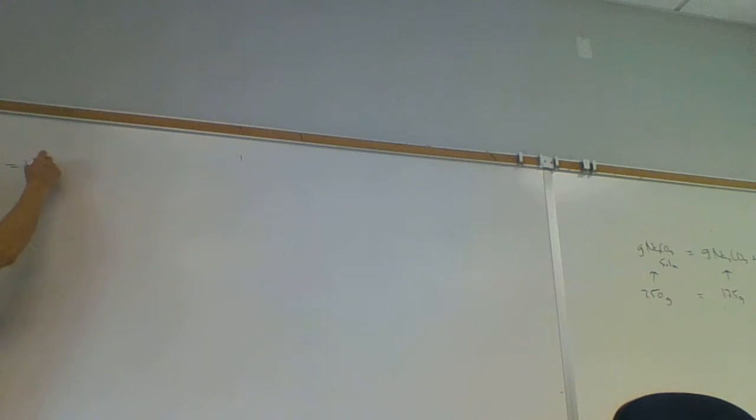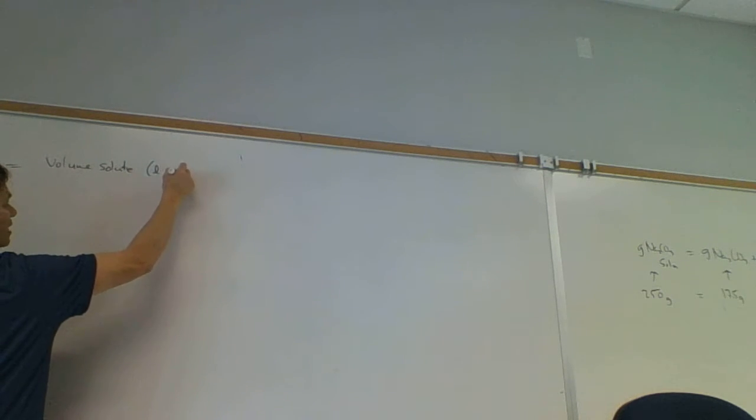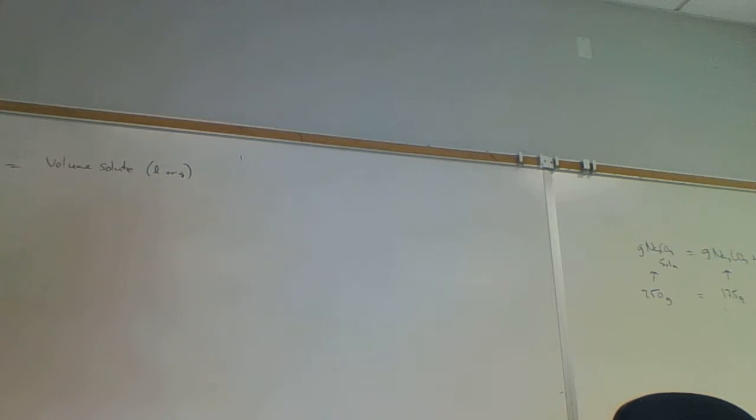Percent by volume is just the volume of the solute. This is typically for liquids or gas. If it's a solid, it doesn't quite work so well, because a solid's volume changes quite a lot when you break up the crystal. And so it's going to be the volume of the solute, liquid or gas, over the total volume. In other words, the volume of the solution.